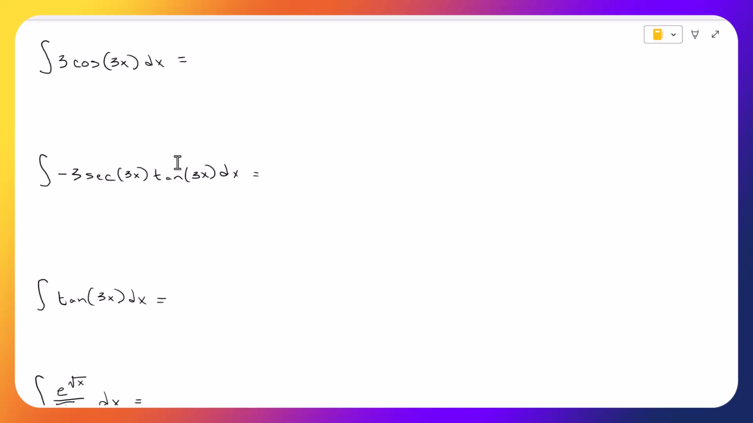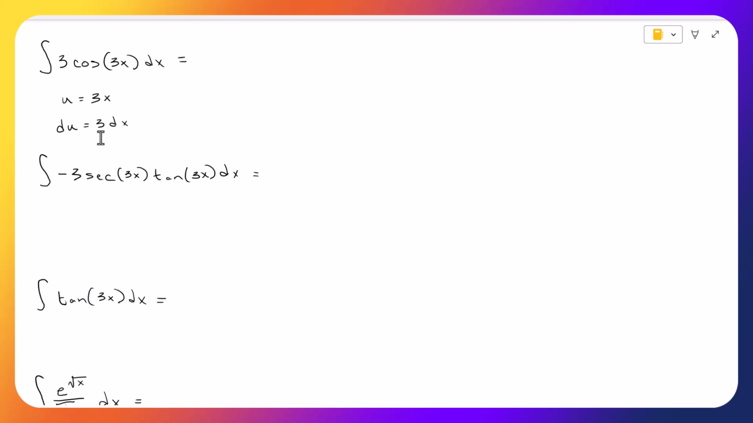All right, next one. And this one I'm going to show us another way we can use sub. So this is a trig function. We have this inside here, 3x. What is the derivative of 3x? Well, that's 3, so that's going to tell me that I probably want to use my chain rule. So we'll say u equals 3x, and then du equals 3dx.